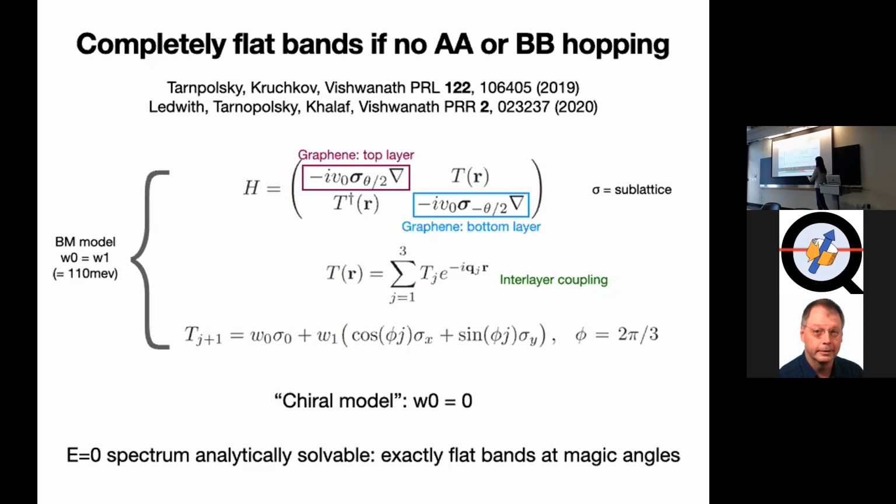They set these terms equal to each other. But in the chiral model, you can't see because the bottom of my screen is cut off, but they set the omega naught term equal to 0. What that does is say there's no interlayer AA or BB coupling, but there's AB and BA coupling.